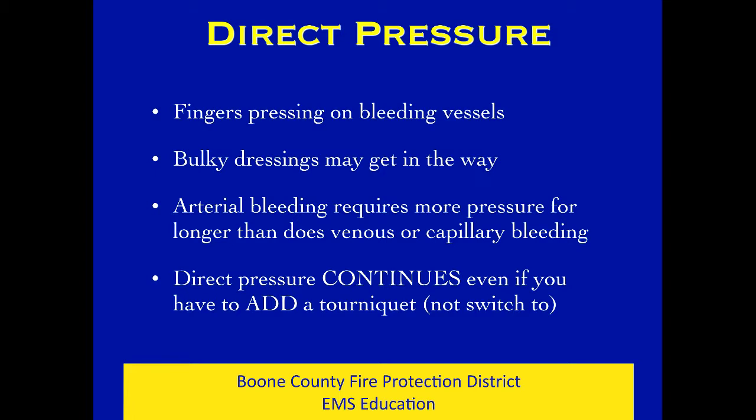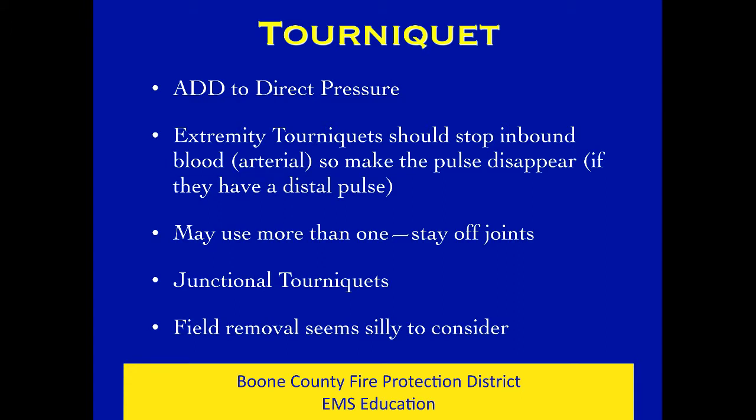We still want to use direct pressure no matter what, but just realize that if it is an arterial bleed, you're going to need to push on the artery, and you need to continue direct pressure and add a tourniquet. It isn't that we just stop doing direct pressure and switch to a tourniquet. We need to add the tourniquet to it. Tourniquets are great when you use them in addition to continued direct pressure.